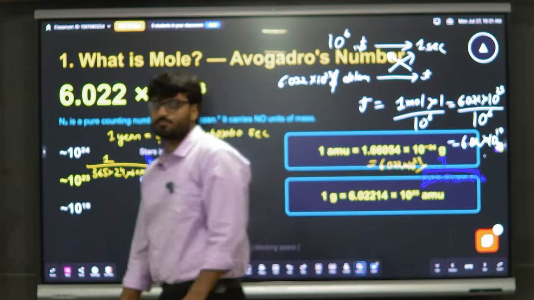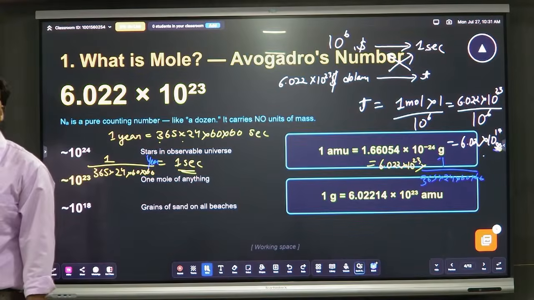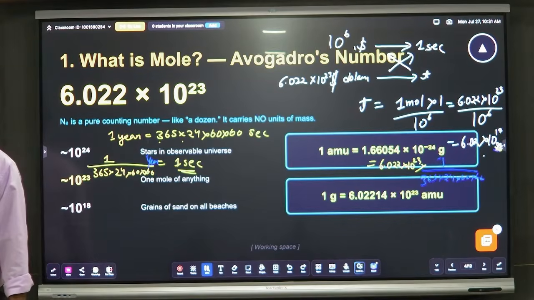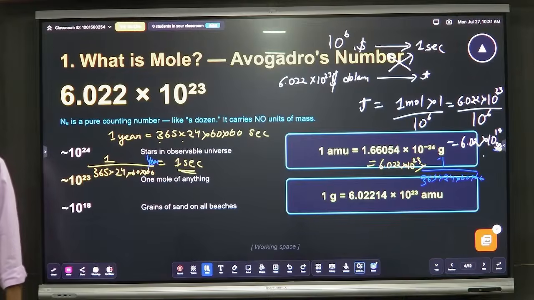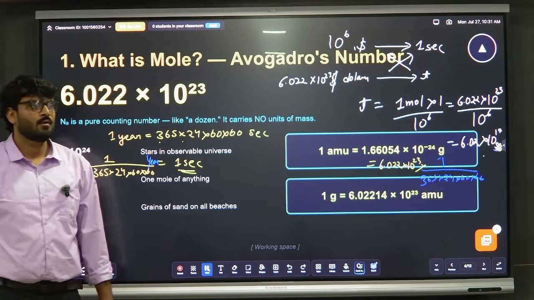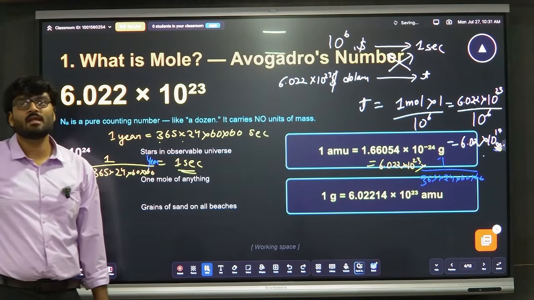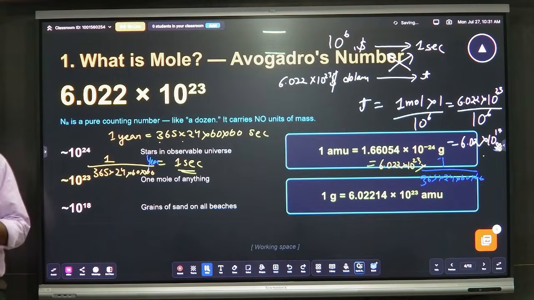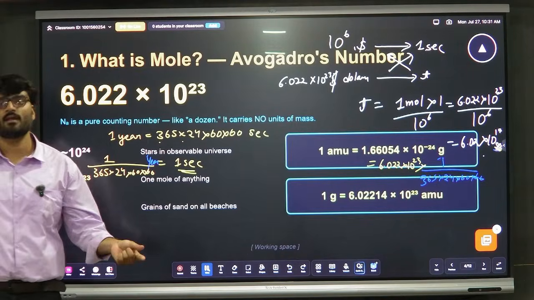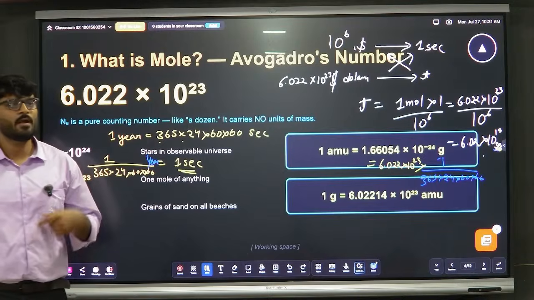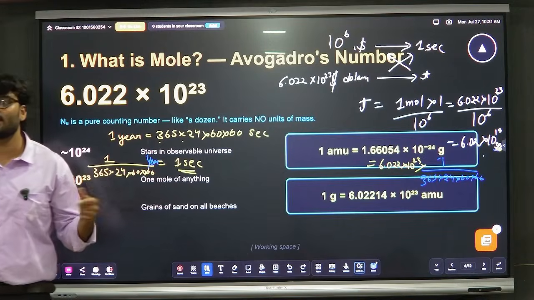Anyone got the answer? 1.9 into 10 to the power 16 years. You know how many years is that? It is 19 trillion years. If you are spending $1 million in 1 second, even then to spend 1 mole, it will take 19 trillion years.